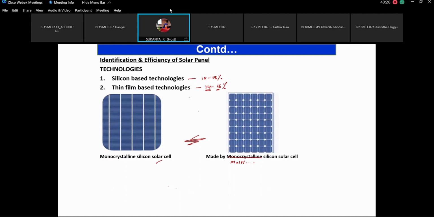So here you might be thinking efficiency is very less if we compare with a wind power plant. But in solar technology, the technologies are easier than wind turbine technologies, and the capital cost is also less for solar power plants. If we are getting 15 to 18% efficiency, that is fine. In a coal-based power plant, the efficiency is only 8 to 10%. So if we compare with a coal-based power plant, here we are getting very good efficiency.